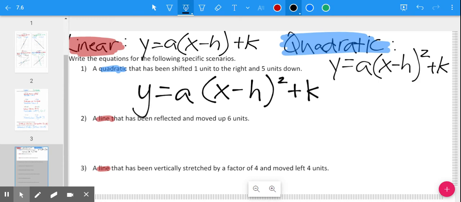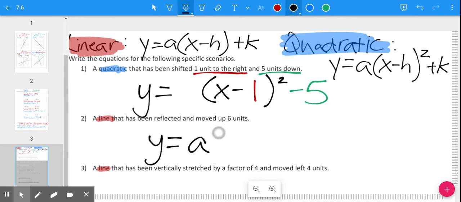So the first thing I see is it's been shifted 1 unit to the right. So my horizontal shift, h, is 1. And because it's to the right, it's a positive 1 that I'm replacing it with. And then it says, and 5 units down. So instead of k, I'm going to put minus 5. Since it doesn't mention a, a is going to be 1, and we can simply erase it.